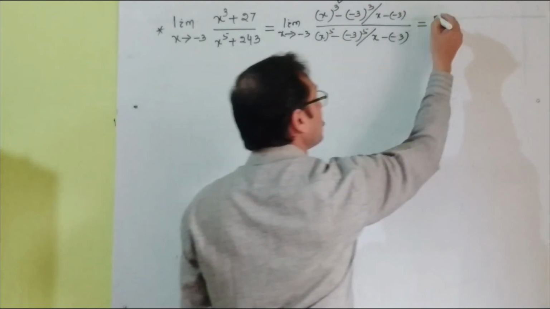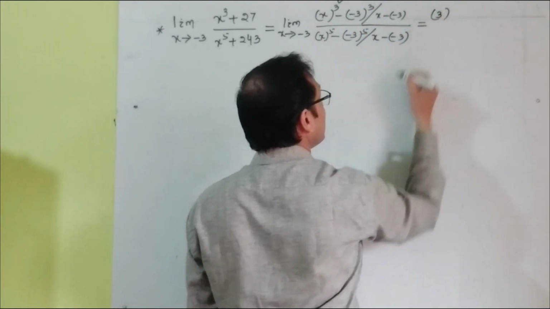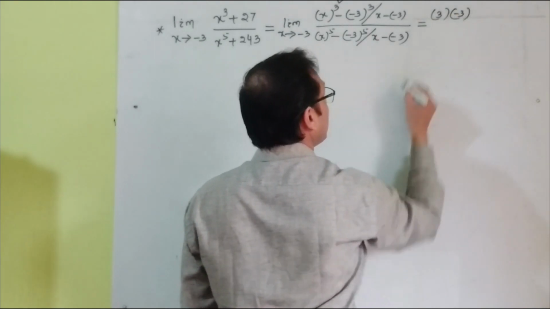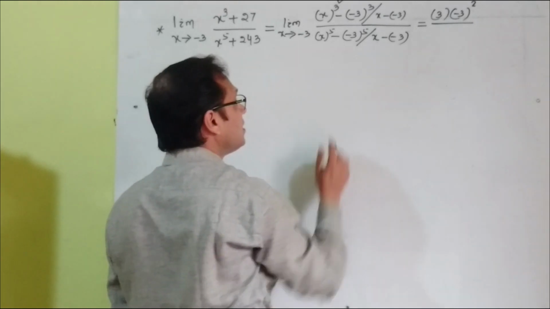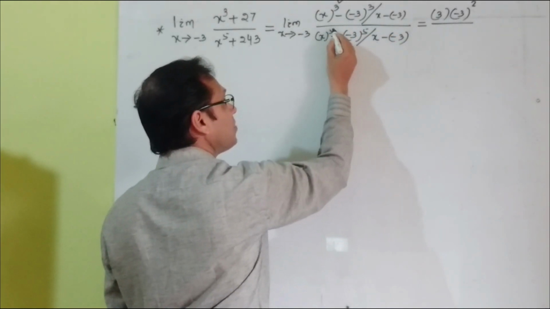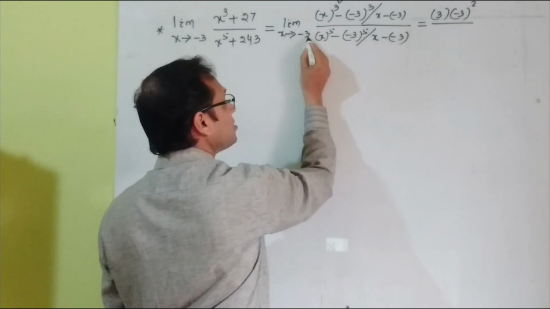Okay, so n a to the power n minus 1, n is equal to how much? 3 into a is equal to how much? Minus 3, n minus 1, 3 minus 1 means square whole divided by... Here is another formula at the denominator: x to the power n minus a to the power n by x minus a, x tends to a.